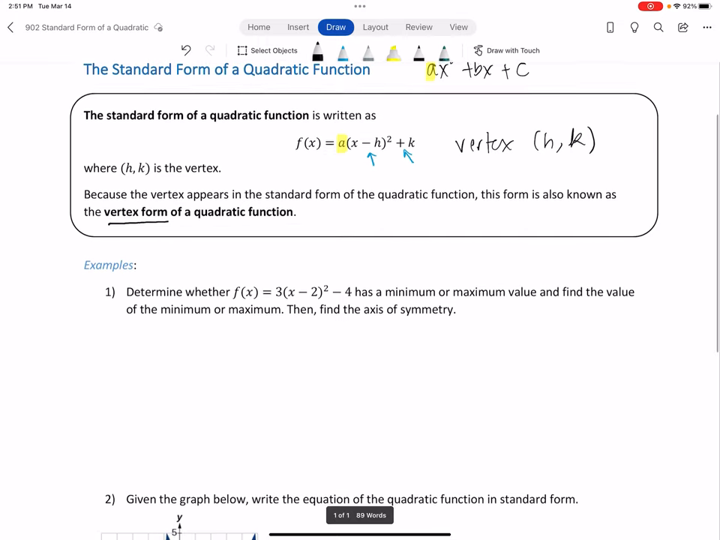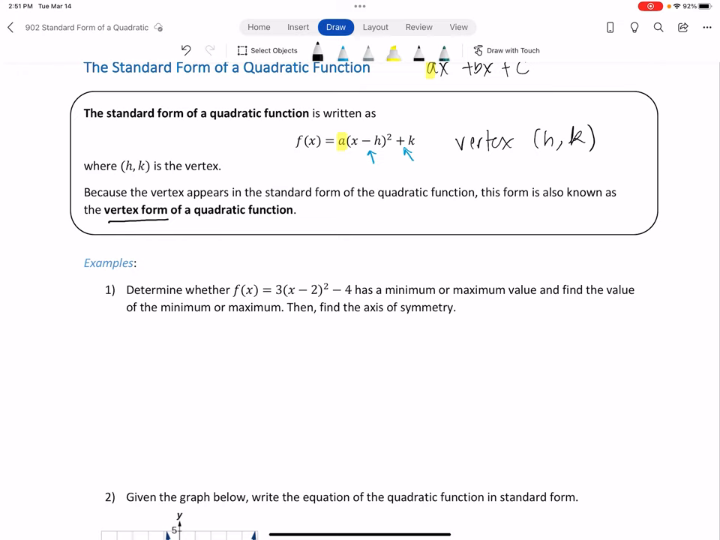So let's use that. Determine whether this function, 3 times (x minus 2) squared minus 4, has a minimum or maximum, and find the value of that. Then find the axis of symmetry. So we know that because this a is positive, this parabola is going to open up, so it's going to have a minimum.